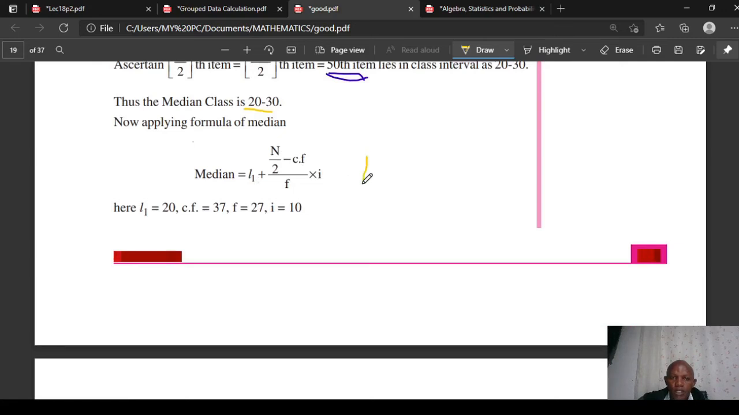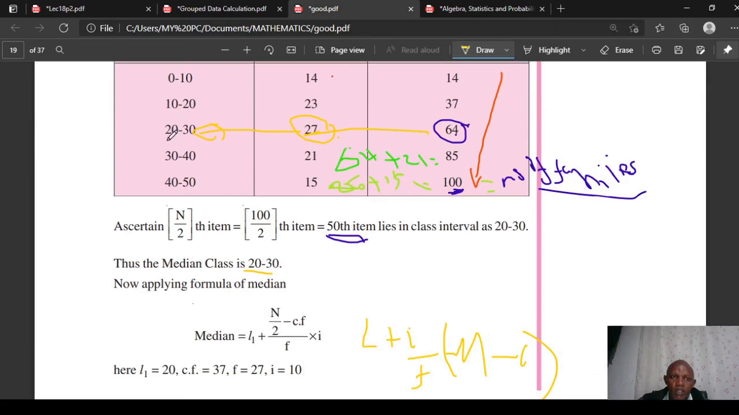Or if you are using the other formula, which is basically the same, I over F into brackets M minus C, like that. So what's the lower class boundary? The lower class boundary is 20. The class interval, 30 minus 20 is 10. The frequency of the median class is 27.